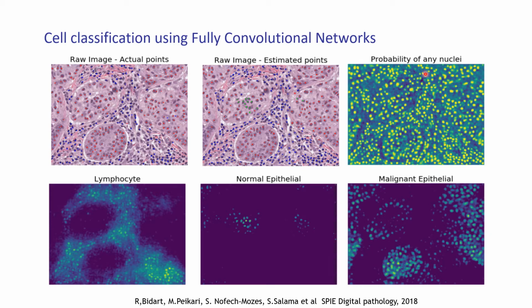So you can get a nice heat map of the probability that any patch contains nuclei or any pixel contains a nucleus. And then you can train the same network to tell the difference between lymphocytes, normal epithelial cells, and malignant epithelial cells. So it turns out that using the deep learning approach is much, much faster than using a conventional feature-based approach and is actually more accurate as well.